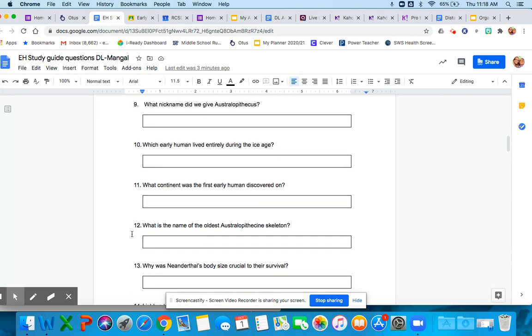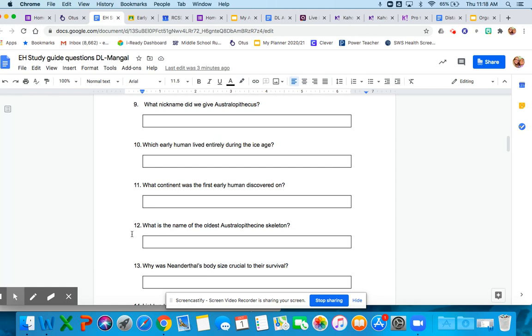Number 9, what nickname did we give Australopithecus? We gave them the name Southern Ape, and that's because they did have ape-like features and they lived in southern Africa. Number 10, which early human lived entirely during the Ice Age?